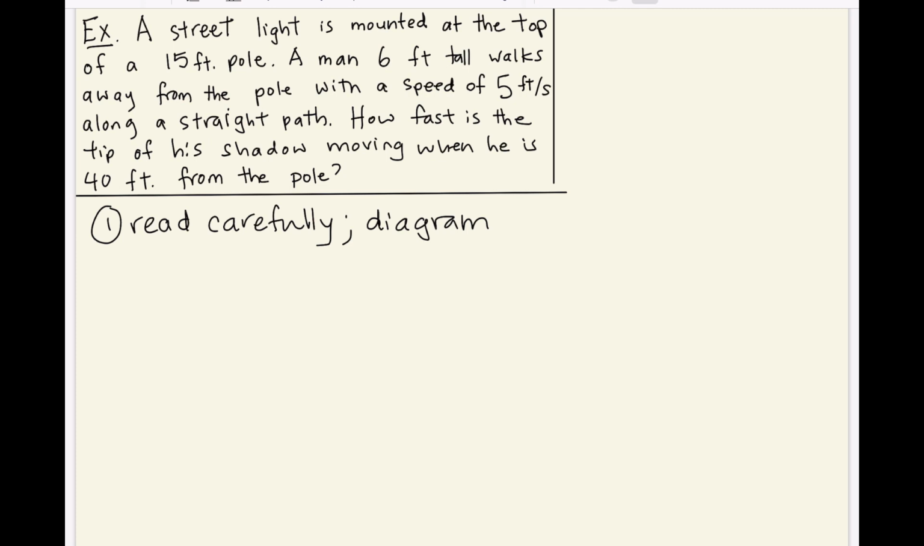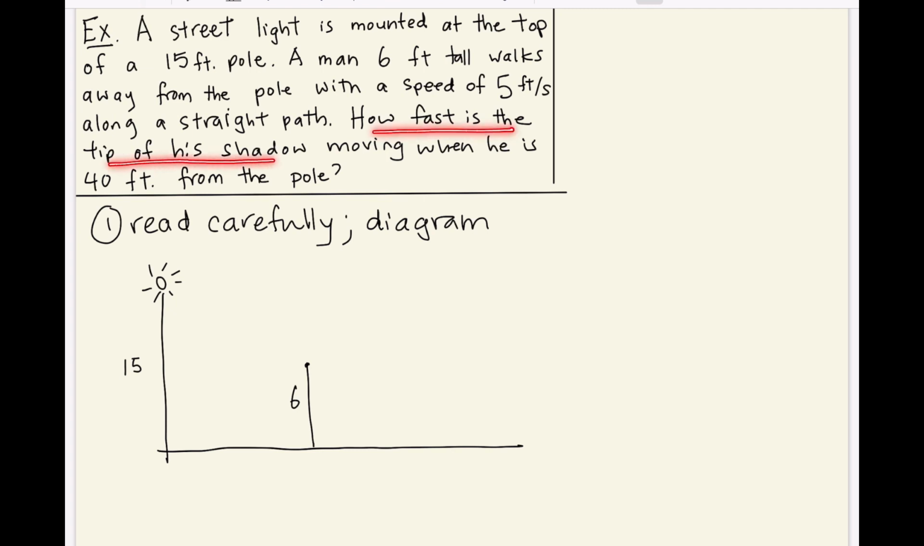So I'm just going to draw a little sketch of what that might look like. Here's the street light. And here is the ground. And here is the man who is walking away from the pole. Okay. Then it says, how fast is the tip of his shadow moving when he is 40 feet from the pole?